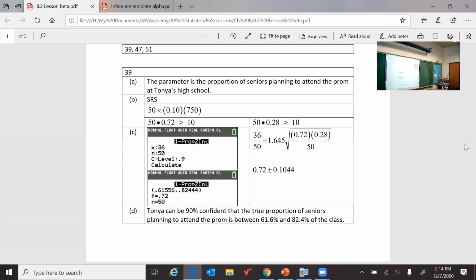You get a different critical value. It's a 90% confidence interval. Times success times failure over total, over the sample size. So you got 72%, add or subtract about 10.5%. So the calculator is telling you 61.5% to 82.5%. You're 90% confident that the true proportion of seniors planning to go to the prom is in this interval. Well, it helps you with budgeting. It helps you, you're getting a head start on your plan.